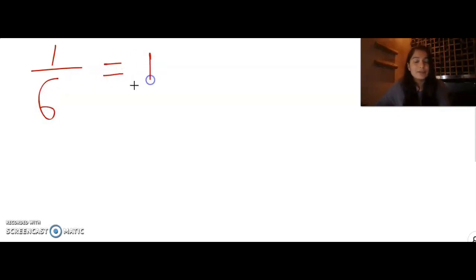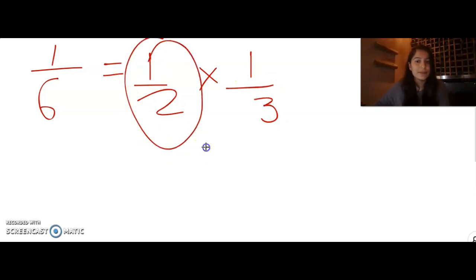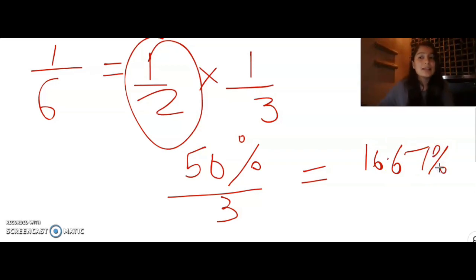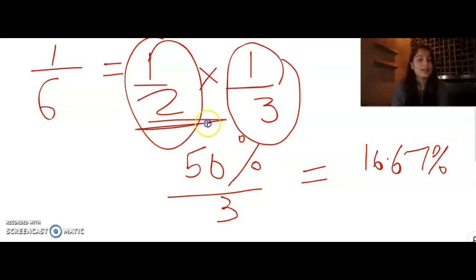So if we have to find 1 by 6, I know it is 1 by 2 into 1 by 3. I can split it up. I already know 1 by 2, which was 50%. Now I have to just divide it by 3 to get 1 by 6, which is nothing but 16.66 and so on. I'm writing it till 2 decimal and rounding it off. It would be nothing but 16.67%. So we can find 1 by 6 from 1 by 2 and 1 by 3. We can even do the other way as well. We can find the value of 1 by 3 and then divide it by 2.